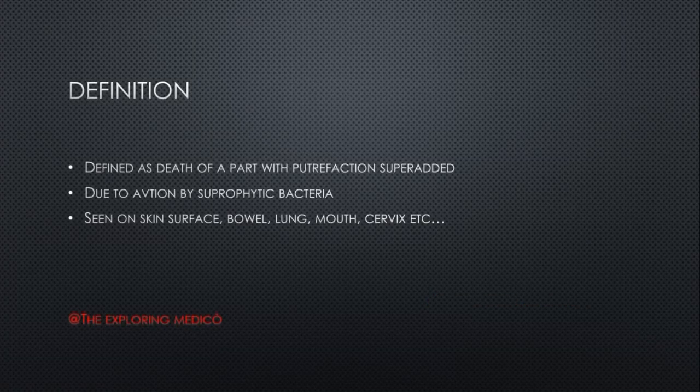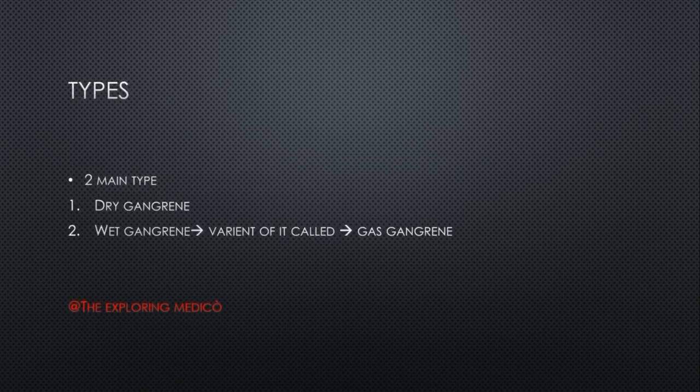Gangrene is defined as death of a part with putrefaction superadded due to action by saprophytic bacteria, seen on the skin surface, bowel, lung, mouth, cervix, etc. Two main types: dry gangrene and wet gangrene. A variant of wet gangrene is known as gas gangrene.